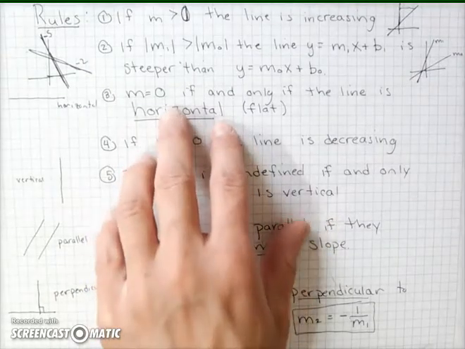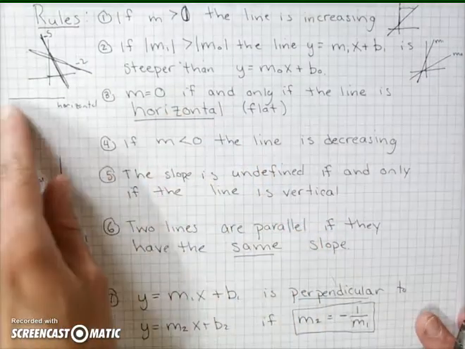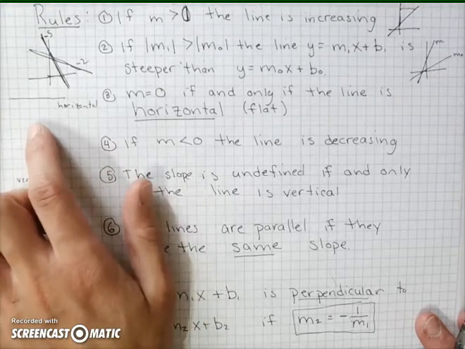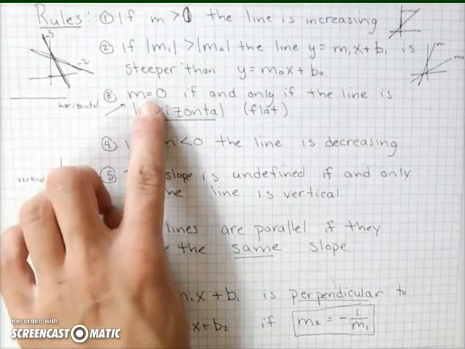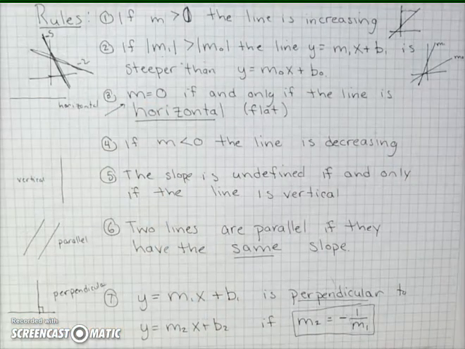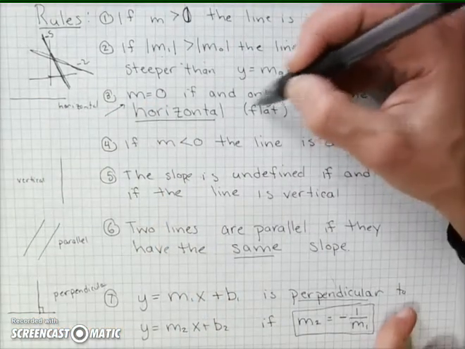M equals 0, the slope is 0 if and only if the line is horizontal. So if you have a horizontal line, you know the slope is 0. If you know the slope is 0, you know you have a horizontal line. That's what if and only if means. It goes both ways.